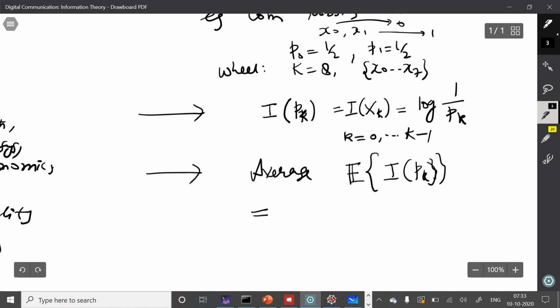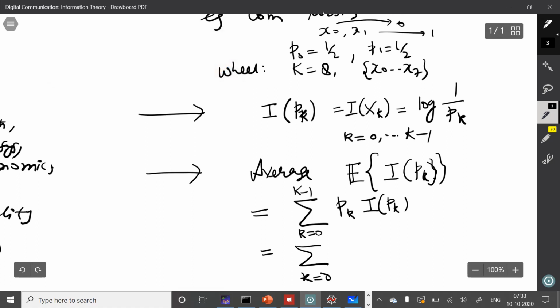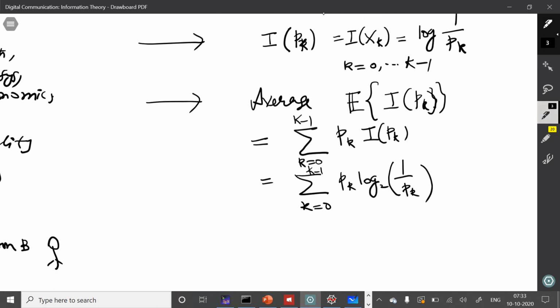What is expected value? It is a discrete case here, so it will be a summation of the probability with which the event happens times this value of self information. Simple. We have done this expected value, right? So this quantity gives the average information, the average value of the information. This is called entropy, represented by H of x.